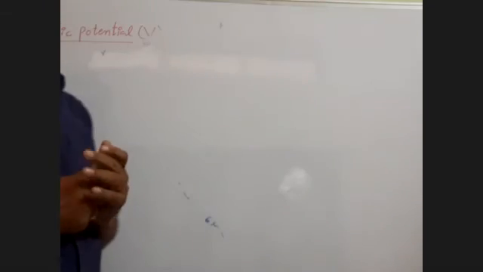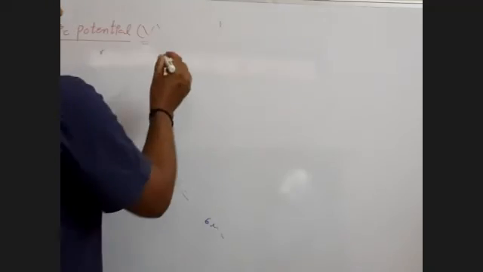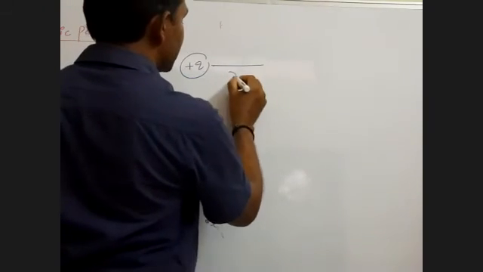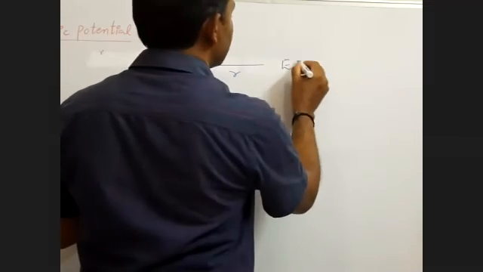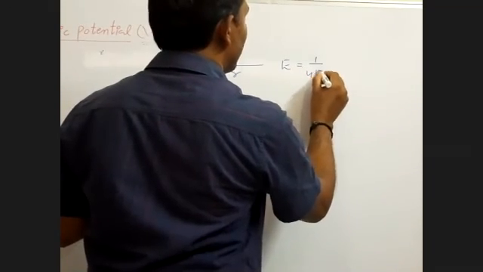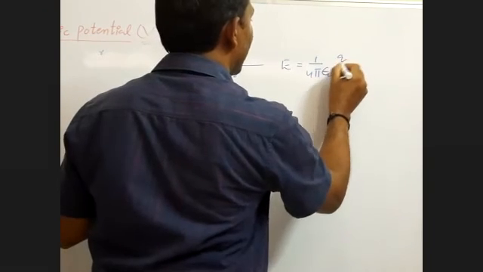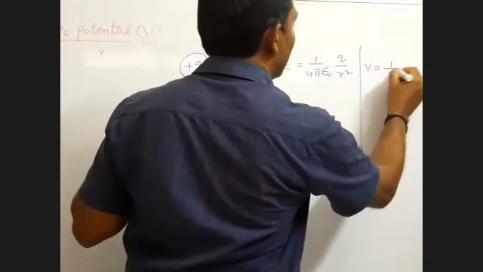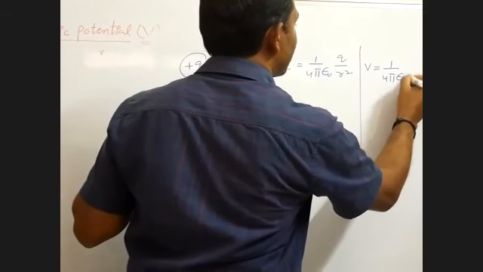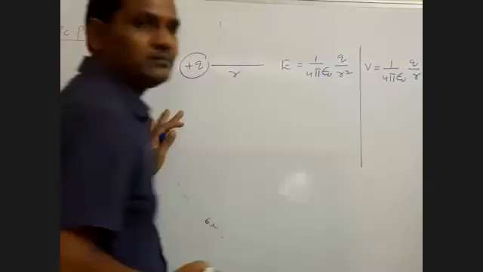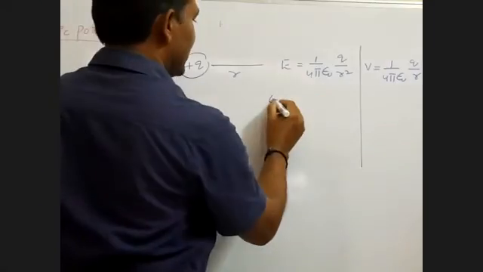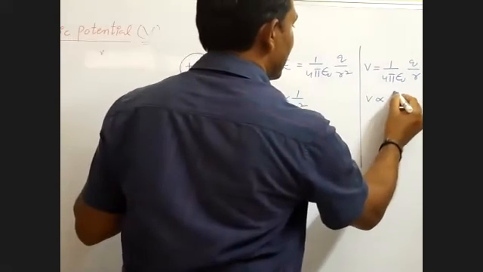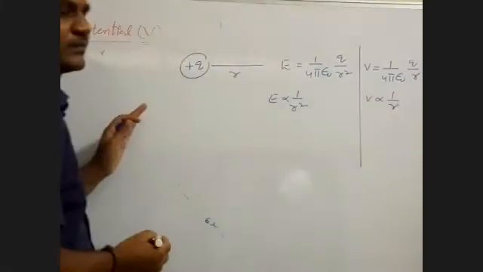So due to the point charge plus Q at the distance r, the electric field strength formula is 1 by 4 pi epsilon naught q by r square. But the potential formula is 1 by 4 pi epsilon naught q by r. Field strength is inversely proportional to r square. Potential is inversely proportional to r.